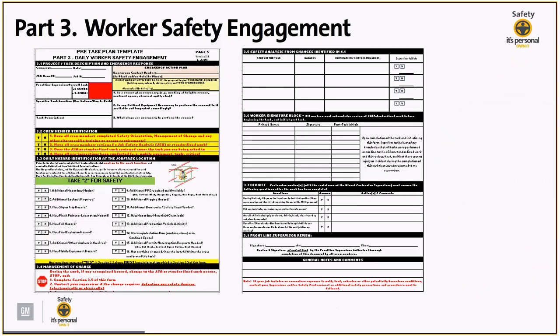So this is just a pictorial of the worker engagement form template that we have available. It is a 2-page form or 1-pager front and back. So let's go through how this form looks and what you should be looking for with it.